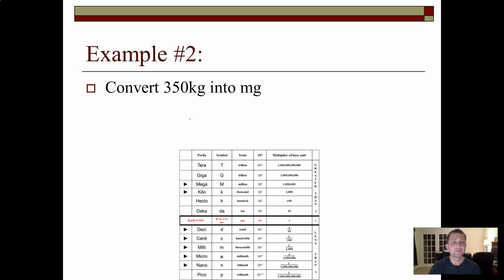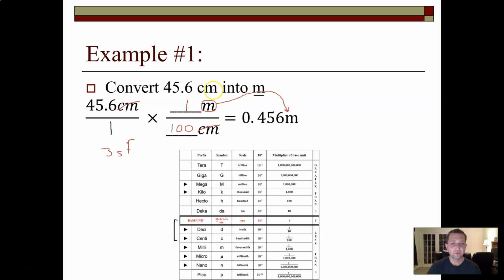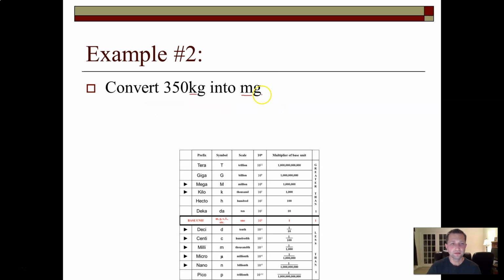Okay, example 2. 350 kilograms to milligrams. So we have 2 prefixes this time, kilo and milli. Last example, we had 1 prefix. We had centi, and then we had our base unit. All right, so let's take a look at it.